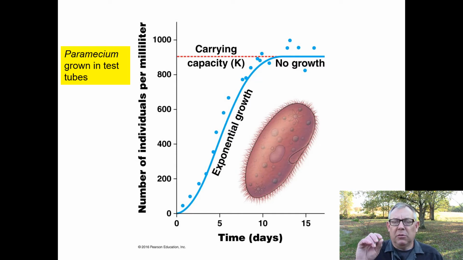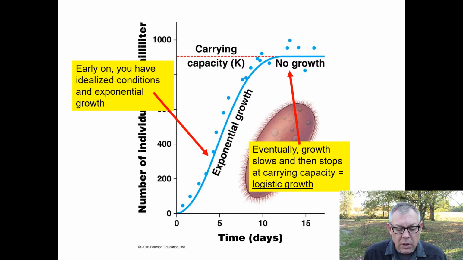And they're small, and you can grow them in test tubes. And you can look at the number of parameciums over time, and you see that you get this type of S-shaped growth, and the number of parameciums levels out at the carrying capacity. Now, early on, you have those idealized conditions. You've got basically unlimited nutrients and unlimited space because the population density is low. And so you start out with exponential growth, but eventually that rate of growth slows down.